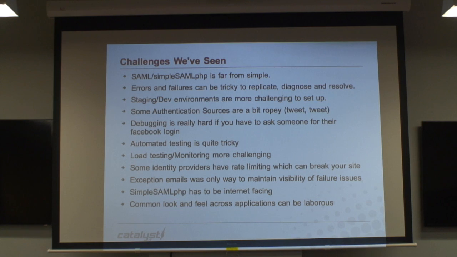Some of the debugging and automated testing is really challenging. This is not so much about simple SAML, but if someone's logging in with their Facebook account in order to see a problem, you can't say, "Hey, can I just have your Facebook password please?" Because I can't see it on my Facebook account. That was always our approach. They'd say, "Facebook's broken." We'll go, "Okay, we'll log in with Facebook. Yeah, it's all fine, works fine with me." And they're like, "Oh well, but..." And I'm like, so what do we do next?